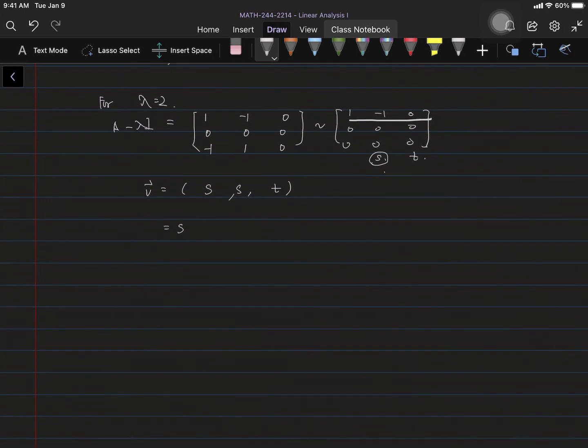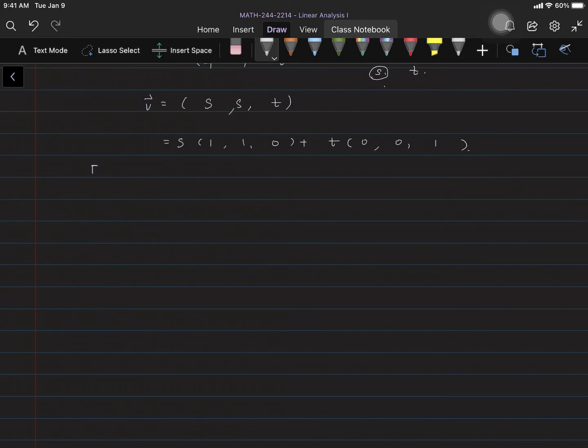And do you still remember how to separate this into this way? S times 1, 1, 0, plus T times 0, 0, 1. Now let's write down the eigenspace. All the vectors belong to R3, right? And all the vectors can be written as this linear combination. Actually, that means those two vectors span the eigenspace. And S, T belong to R.